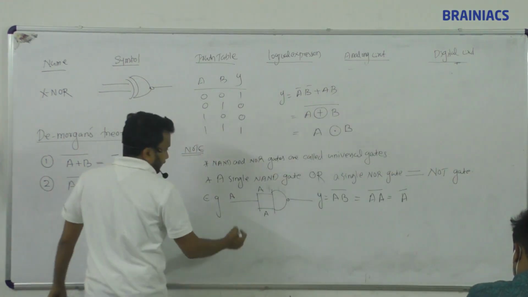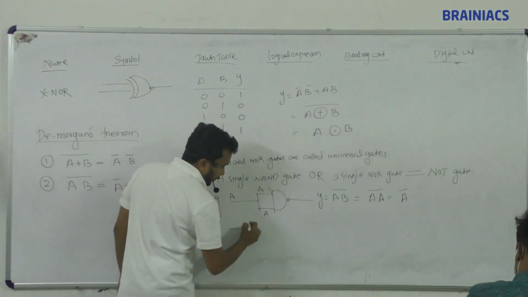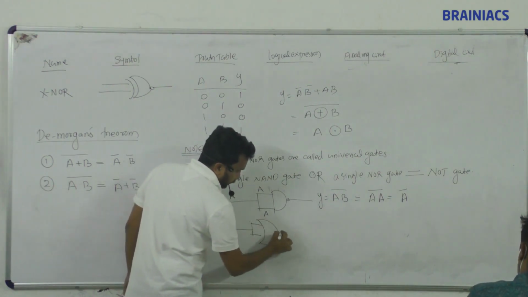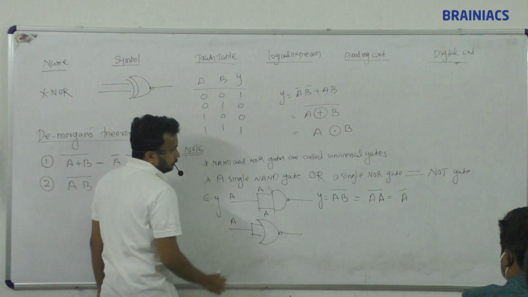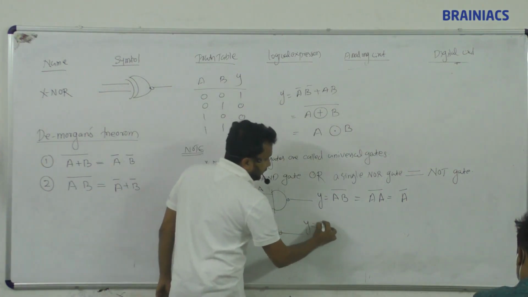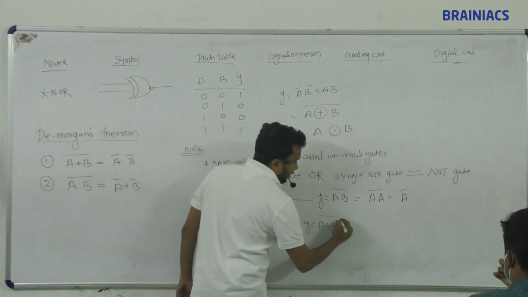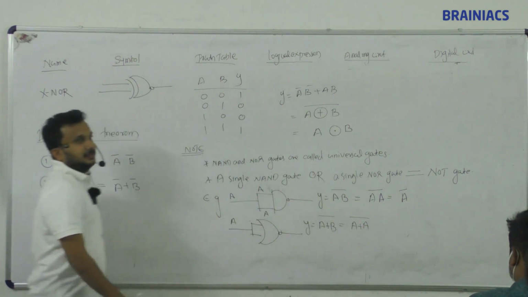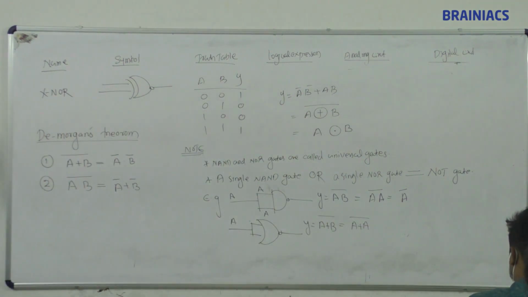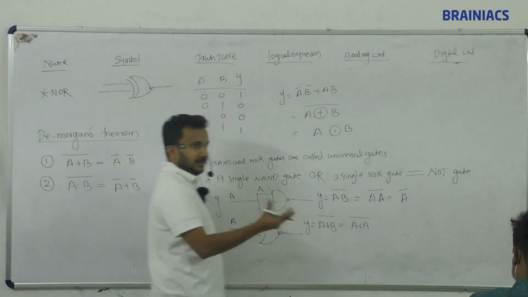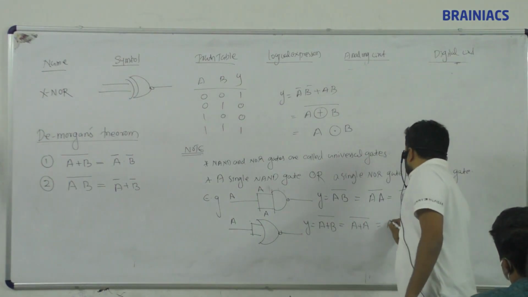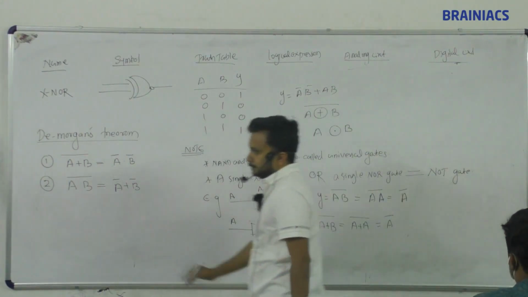Similarly, the next one, for a NOR gate. I know Y is equal to A plus B whole bar. This is equal to A plus A whole bar. What is A plus A? 1 plus 1 is 1, 0 plus 0 is 0. Both are equal, right? So this becomes A, so A bar.